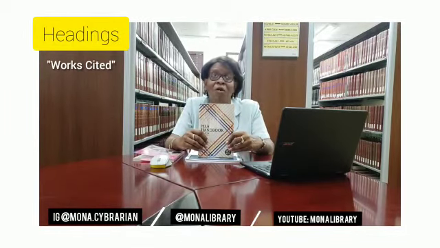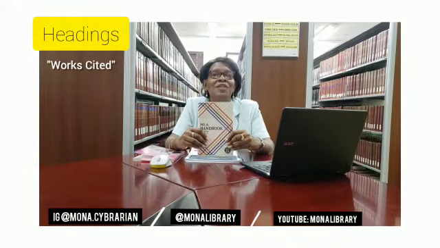Okay, citations for a book and a journal article using the MLA Handbook 8th edition. Before I go into the specifics, let me say something about the heading that is used for the MLA Handbook. It's going to be Works Cited. You may be used to bibliography or references. The MLA uses Works Cited, and this is going to include all of the sources that you used to write the paper. Okay, first up is the book.